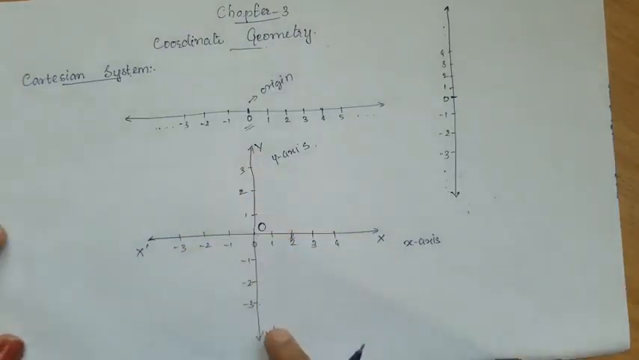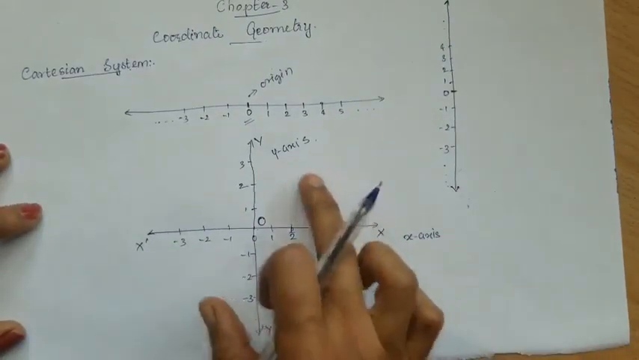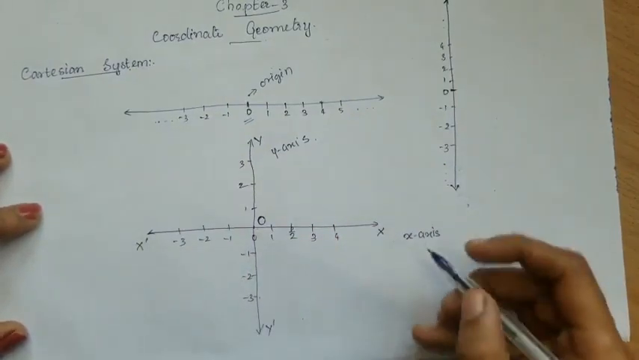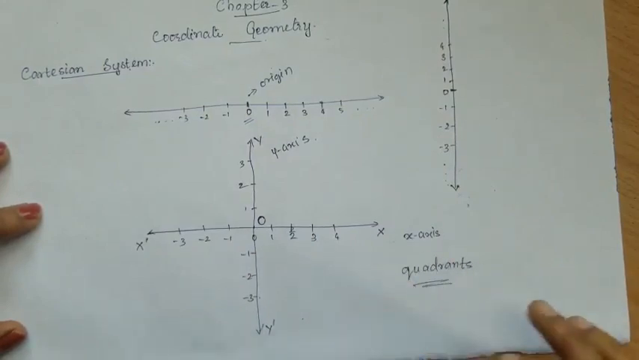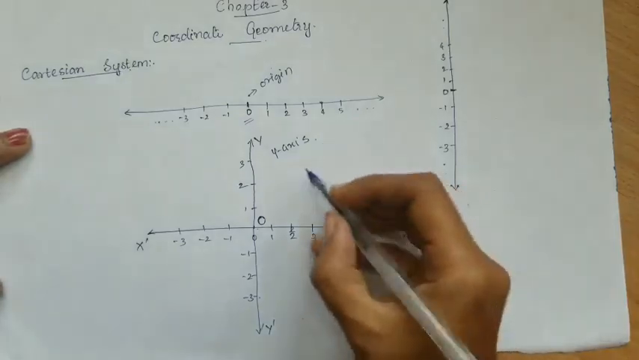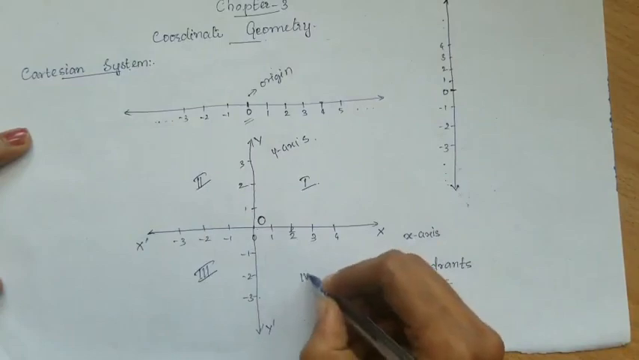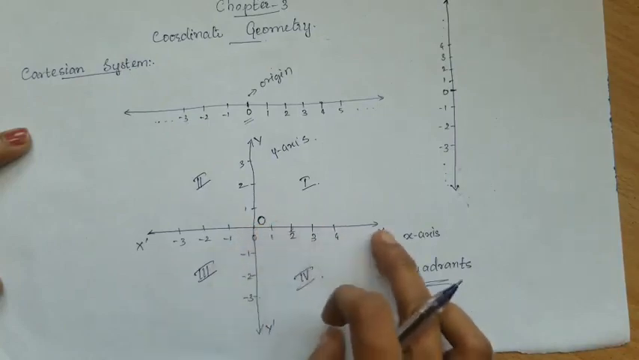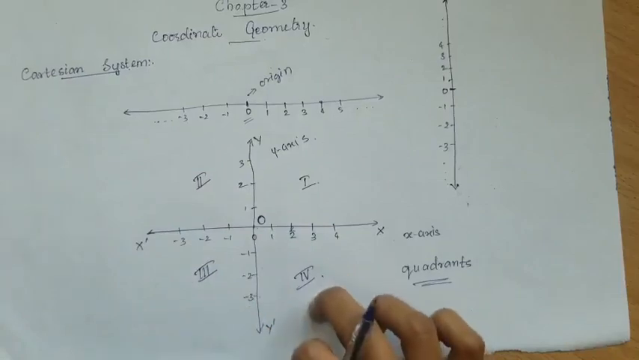These two axes divide the plane into 4 equal parts, isn't it? See, 1, 2, 3, 4, 4 equal parts. These parts are called quadrants. These 4 parts are called 4 quadrants. And the quadrants are numbered as first quadrant, second quadrant, third quadrant and fourth quadrant. Here it is numbered from OX in anti-clockwise direction. First one, second one, third one and fourth one.